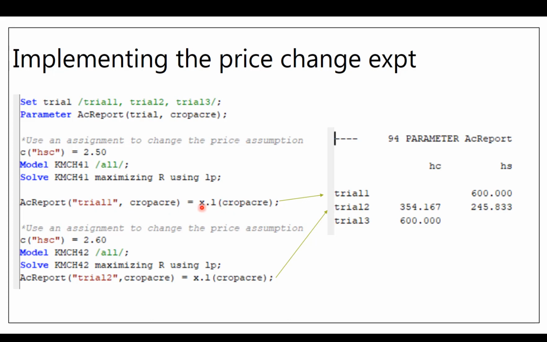That takes the activity level for HC, HS, and HW, the level, .L, and sticks it in the first column of the first row of the acre report. Run it again. The second experiment is increase the price by 10 cents. You can see that I'm just using 10 cents because that will cover all the bases for this model. So 250, 260, and then I think the last one is 270. Set the price to 260. Change the model name. Be sure that we're solving this new model name that we just gave it. Record the results in trial 2.